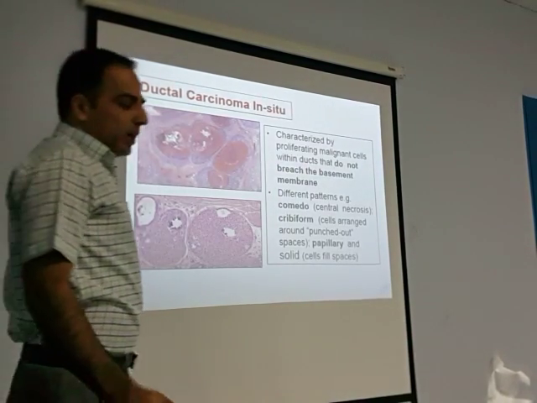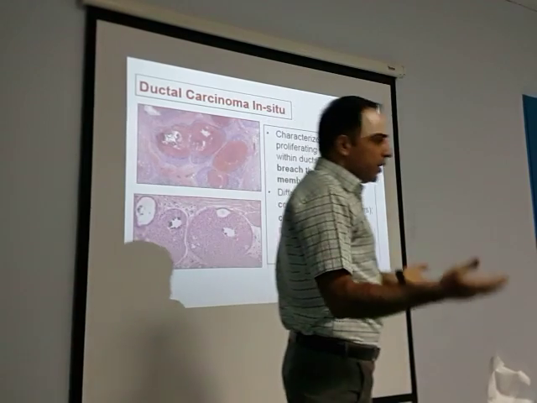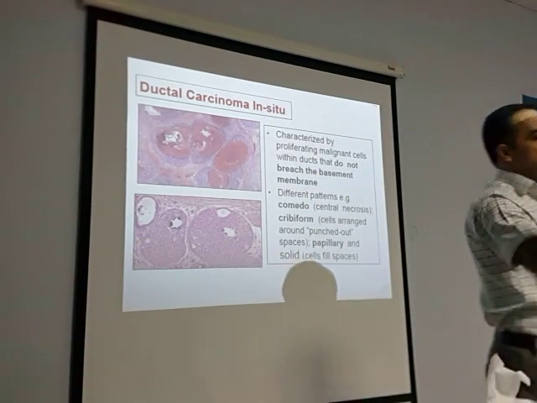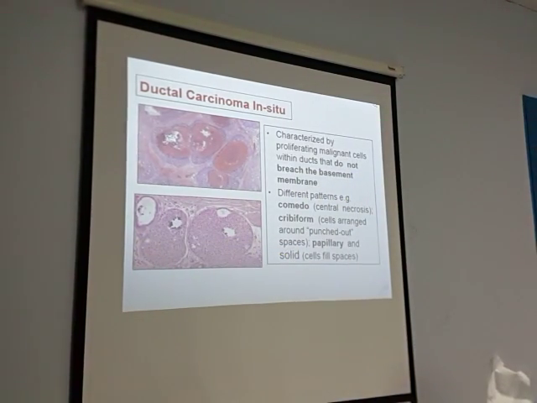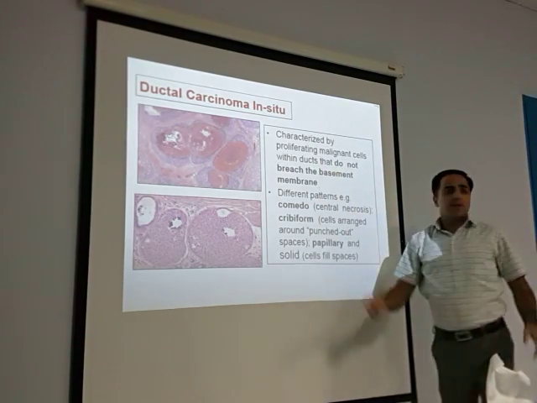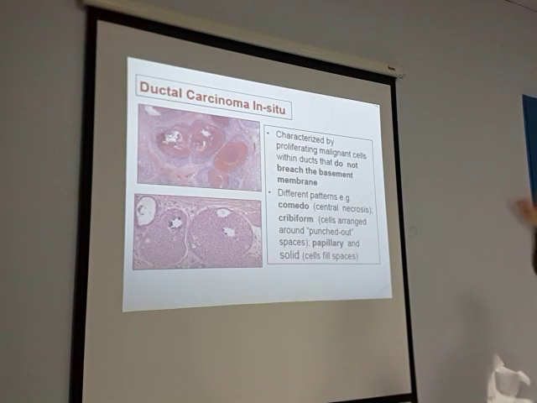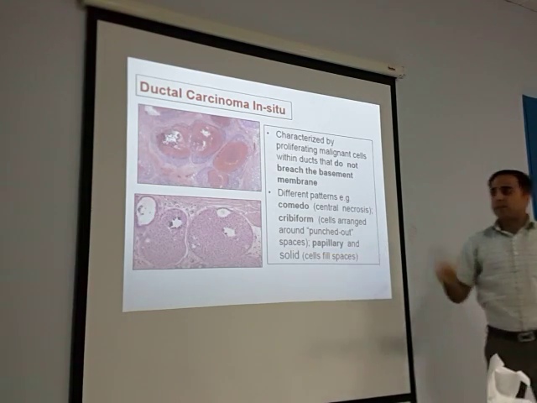Now, in situ carcinoma means there is proliferation of the cells within the ducts without crossing the basement membrane. This is the simple definition: proliferation of cancer cells within the ducts that do not breach the basement membrane. There are many varieties. Sometimes the duct is all filled with cells, the solid variety. No space remaining; cells fill the spaces.